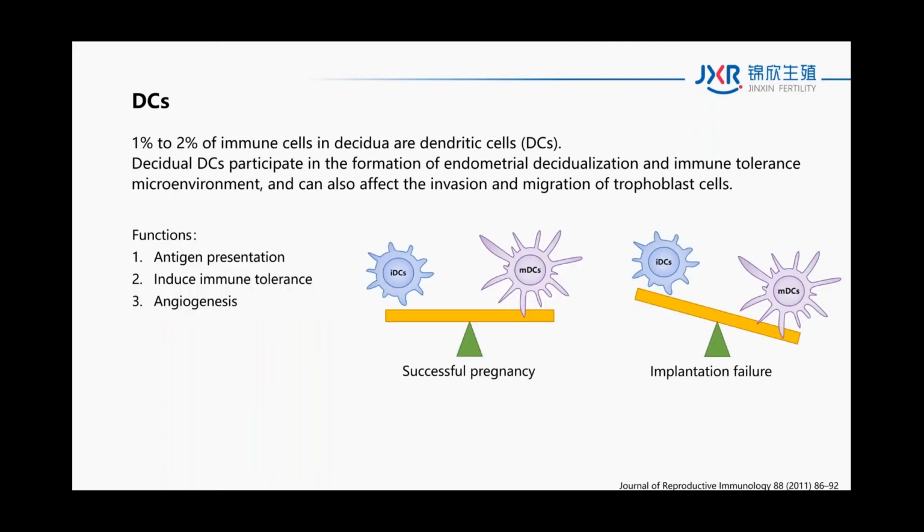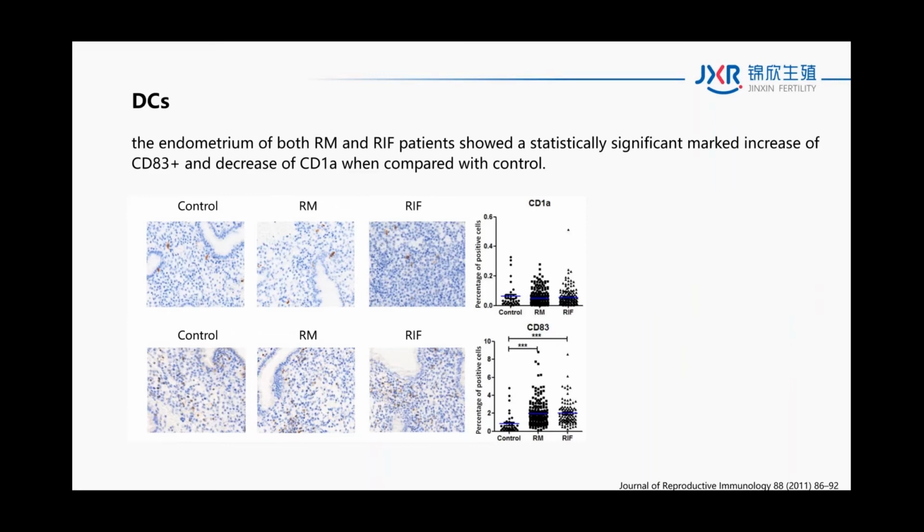The last one is dendritic cells. The surface marker is CD1A. About 1% to 2% of immune cells in the decidua are dendritic cells, DC cells. Dendritic cells participate in the formation of endometrial decidualization and the immune tolerance microenvironment, and can also affect the invasion and migration of trophoblast cells. Its functions are antigen presentation, induced immune tolerance, and angiogenesis. Endometrial patients show a statistically significant increase of CD83 and a decrease of CD1A compared with the control group.